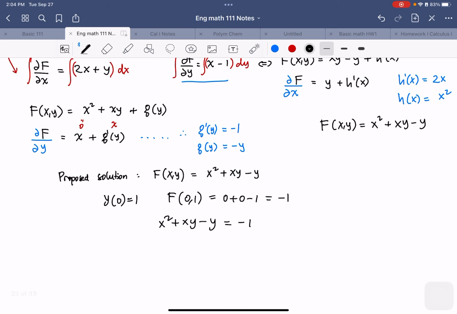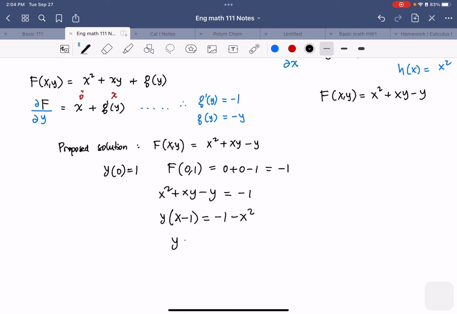Or if you want to write it in a more precise explicit form, if you would like: xy minus y, so y times x minus 1, and let me move the x squared to the right side. So you get y is, this is x minus 1. So you have this explicit solution.